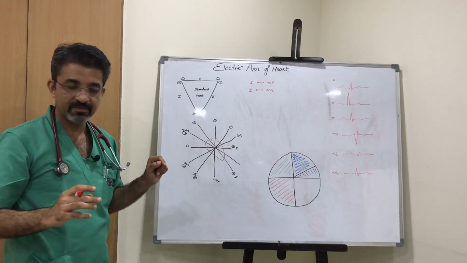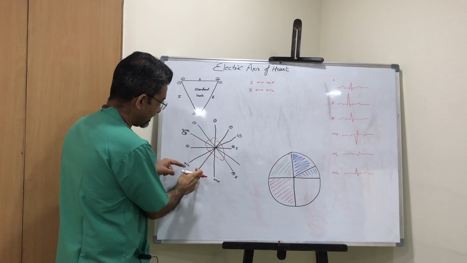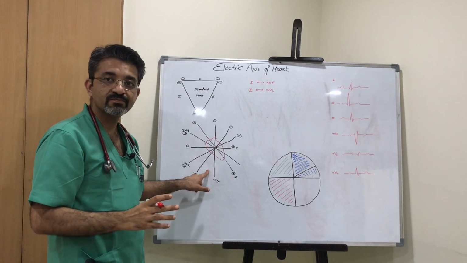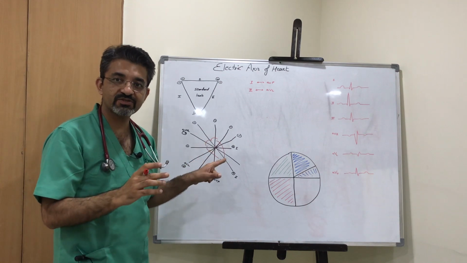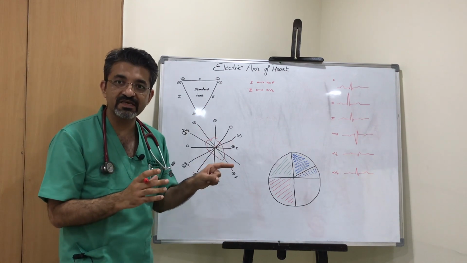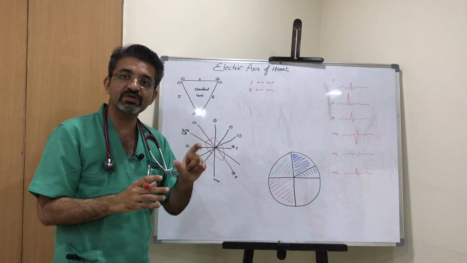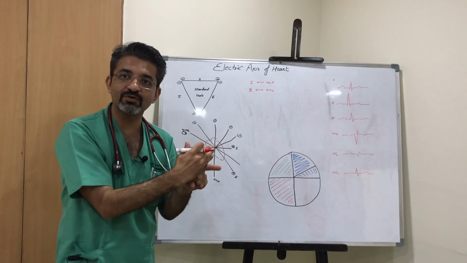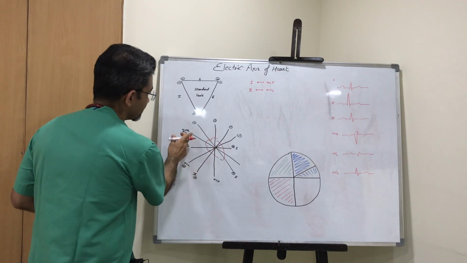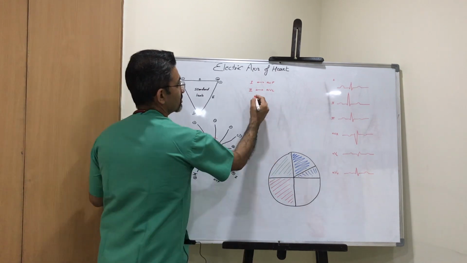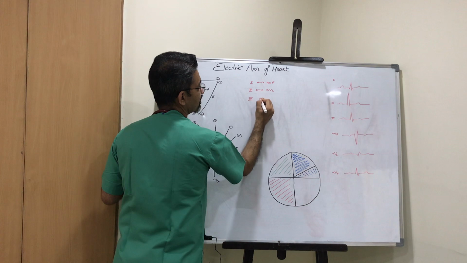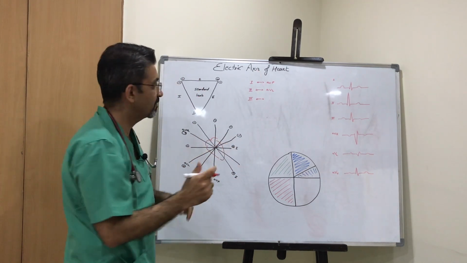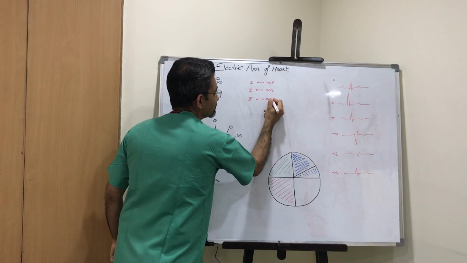You're getting it? Suppose I have a 0 deflection of QRS in lead 3. That means the current denoting QRS of my heart is traveling perpendicular to lead 3. What is perpendicular to lead 3? AVR. So my current is traveling parallel to AVR. You're getting the point? Now we'll see an example.